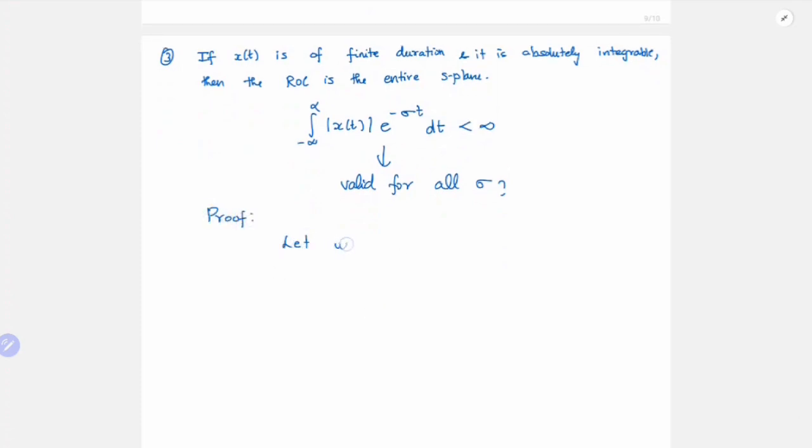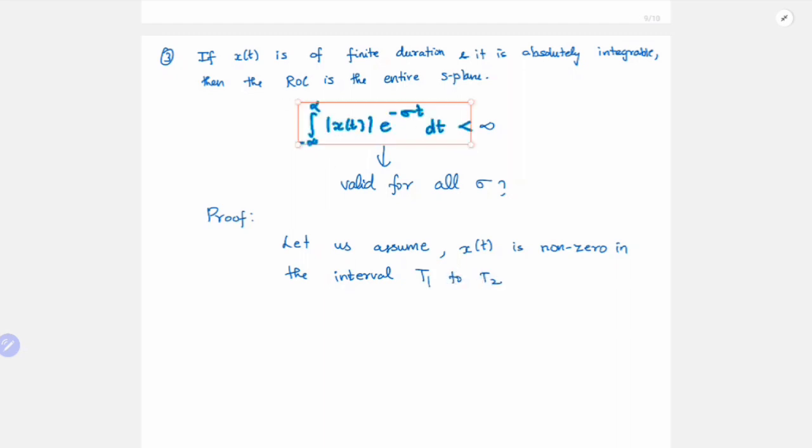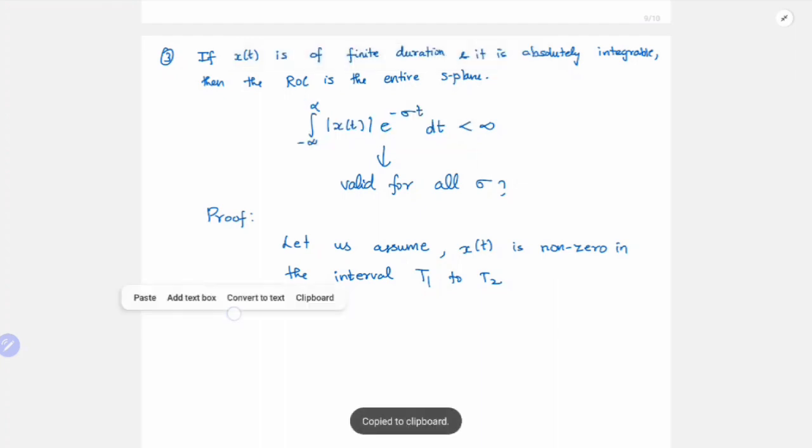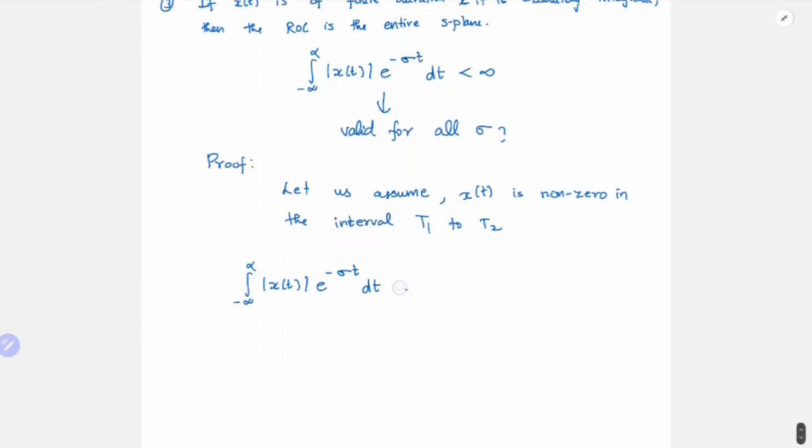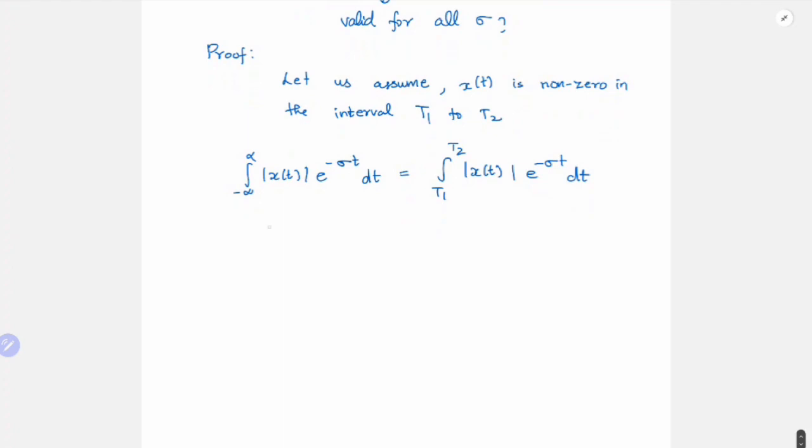So let us assume x of t is non-zero in the interval t1 to t2. So this is going to reduce to t1 to t2. So this is equal to integral t1 to t2 mod x of t e power minus sigma t dt. So now I will take two cases.